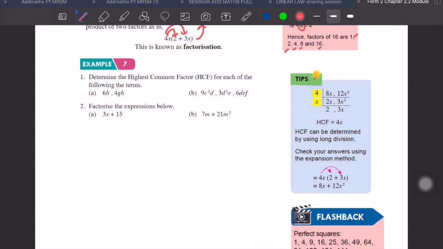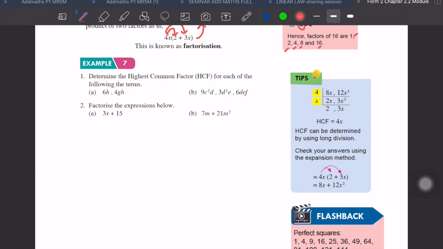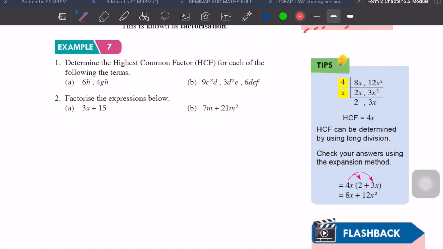Okay, the first one. Determine the highest common factor for each of the following terms. Okay. So, dia kata boleh guna cara HCF. Okay, macam yang kita belajar masa Form 1 dulu. Okay, ingat lagi kan? Okay, kita cuba buat. Okay, the first one. Okay, we have 6H, 4G, H.